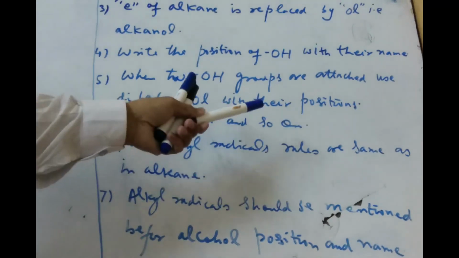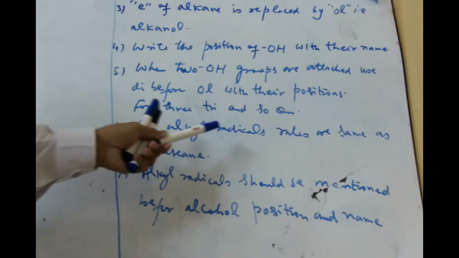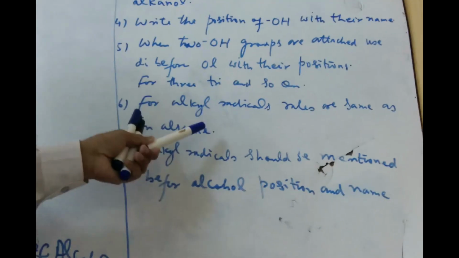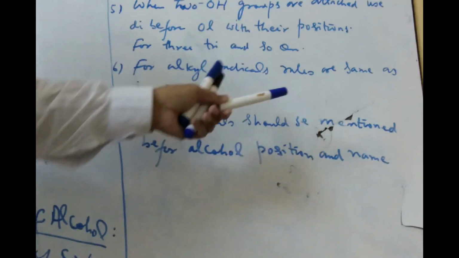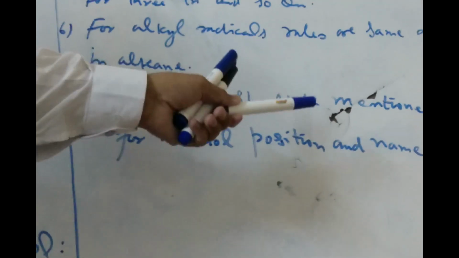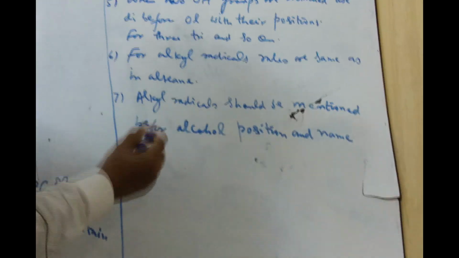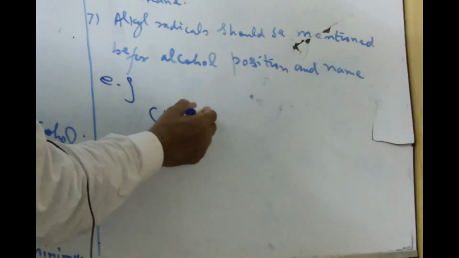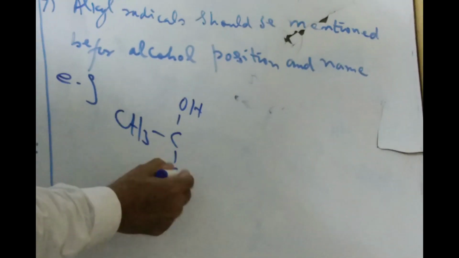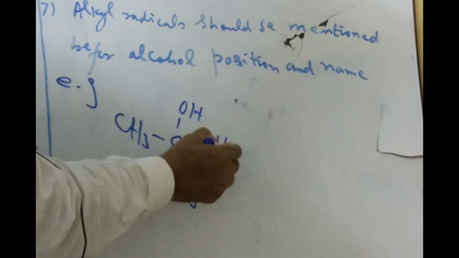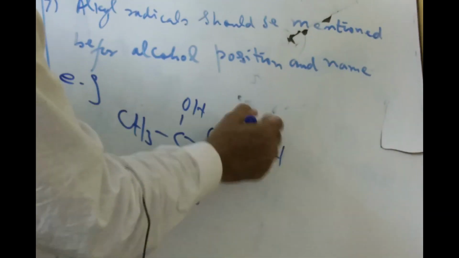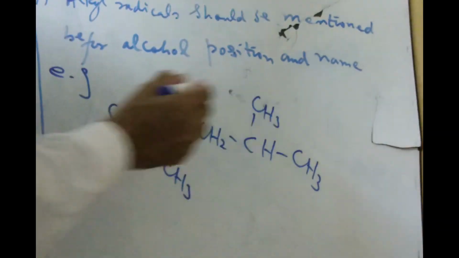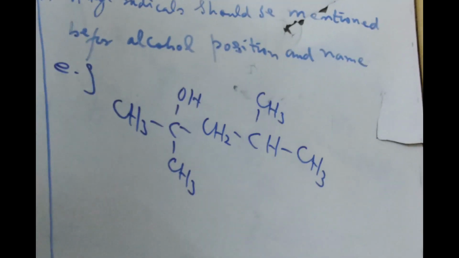For three, use tri and so on. For alkyl radicals, the rules are the same as in alkane. Alkyl radical should be mentioned before the alcohol position and name. For example, if we have CH3, this is the OH, this is the CH3, CH2, CH, this is the CH3, and this is the CH. Now this is the compound.